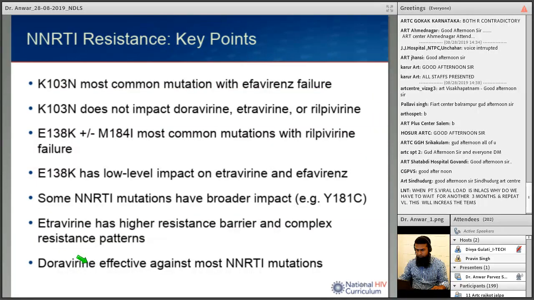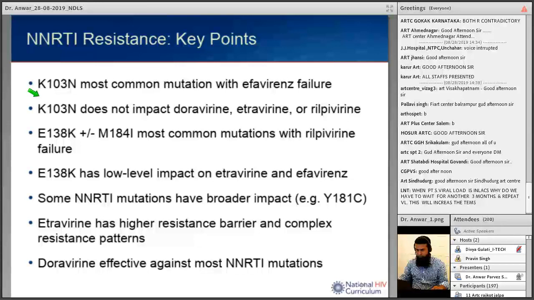In terms of NNRTIs, I'll not go into details because of time constraint, but you can remember that K103N is the most common mutation, in presence of which there will be resistance to both efavirenz and nevirapine.